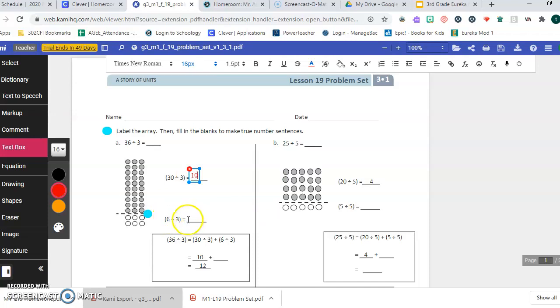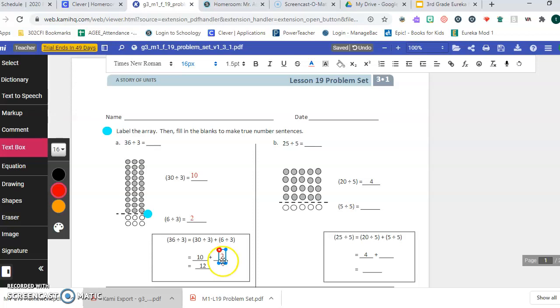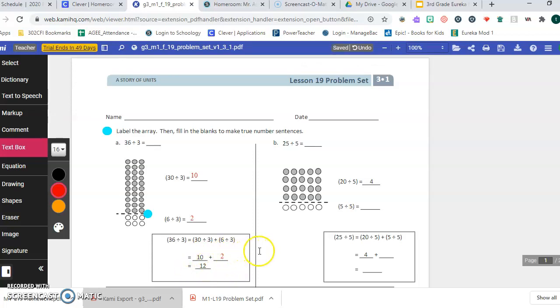And then how many groups of 3 do I have when I've got 6 total items? One group, two groups. Okay, so 6 divided into groups of 3 gives me 2 total groups. So now I can put these two together and say, okay, when I break up 36 divided by 3 into 30 divided by 3 and 6 divided by 3, I get 10 and 2. And when I put those together, I get 12. Okay. If you didn't understand it, that's okay. The more times we do it, the better you're going to get at it.